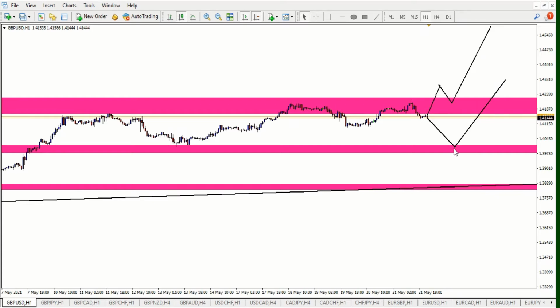Okay, where the market can come down to the support, move back up, or break that resistance, come back down, and then continue its way back up.